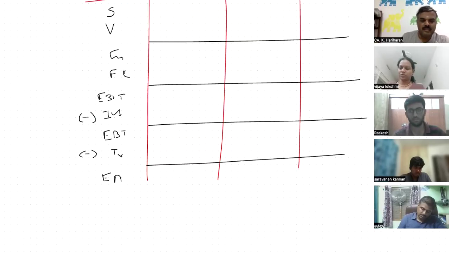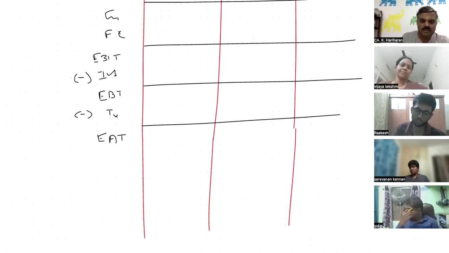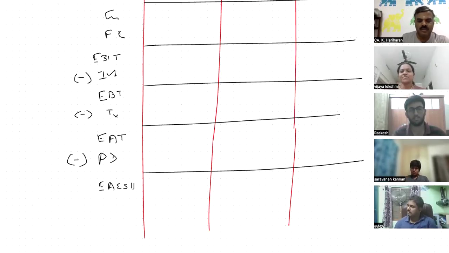Less preference dividend is equal to earnings available to equity shareholders. Earnings available to equity shareholders divided by the number of equity shares is equal to EPS, earnings per share.